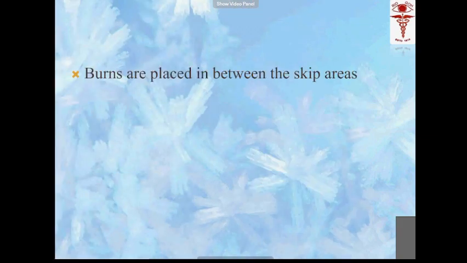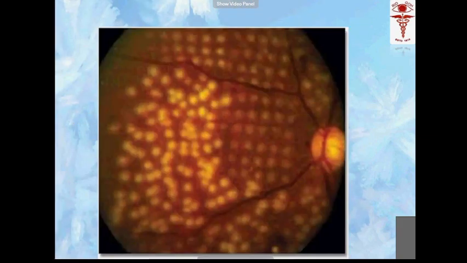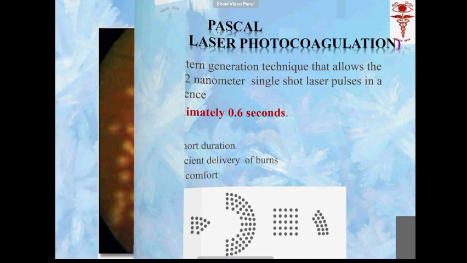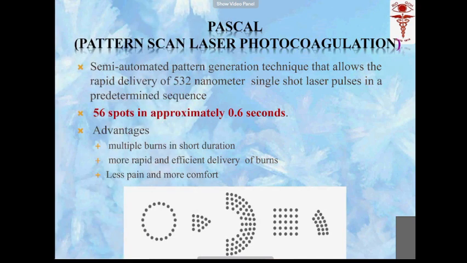So this is the fresh PRP marks, and in between you can see the fill-in PRP marks. Instead of giving a single burn, there is one more called a pattern laser, where there are various patterns: circular, triangular, semicircular, and square. In this, if you press one time, you can get so many burns. This is 56 spots, which you can give in approximately 0.6 seconds. This is the advanced technology, called the Pascal laser.